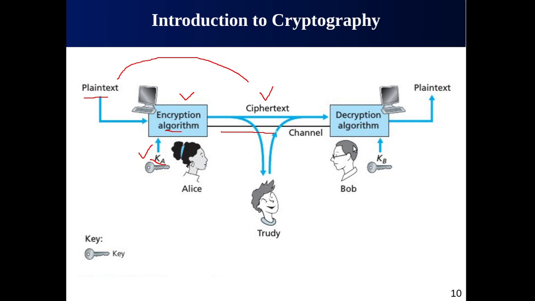Then on the receiver side, we have Bob. In order to extract the plain text back from this ciphertext, Bob will need the algorithm, which is known as the decryption algorithm, plus the key. Here, the key is represented by KB. K stands for key, B stands for Bob. That is the private password or key of Bob. Bob will apply this password along with the algorithm on this ciphertext to recover the plain text from it. And this process is known as decryption.